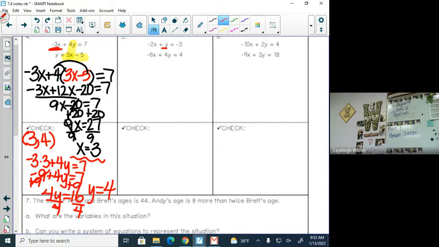So this y right here is the only one that's by itself, so I'm going to solve for it, which means I need to get rid of this negative 2x. How would you get rid of that negative 2x? Add 2x. So I'm going to add 2x to both sides.